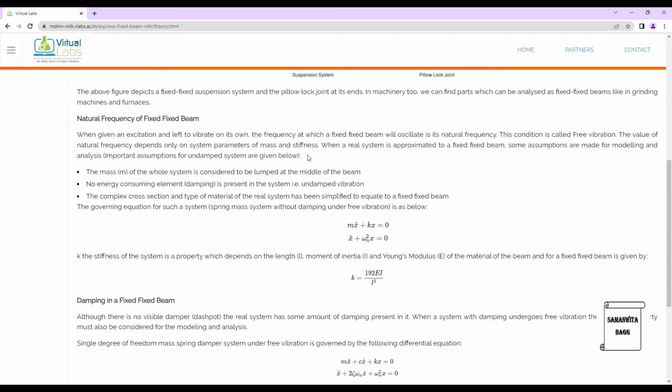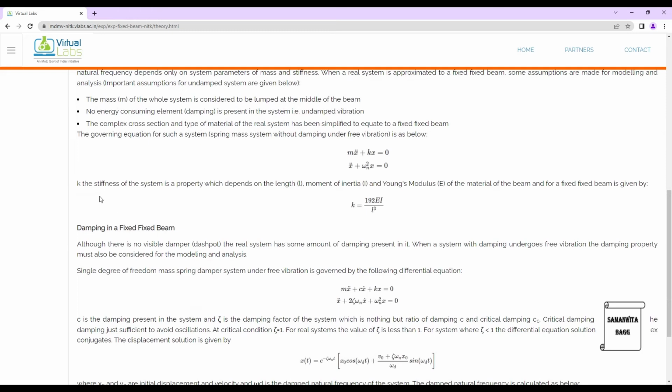The governing equation for such a system is given as below. m x double dot plus k x is 0. If I divide throughout by mass, I'll have x double dot plus omega n square x is 0. K is the stiffness of the system, a property which depends on the length L, moment of inertia I, and Young's modulus E of the material of the beam. And for a fixed beam, it is given by 192 EI upon L cube.